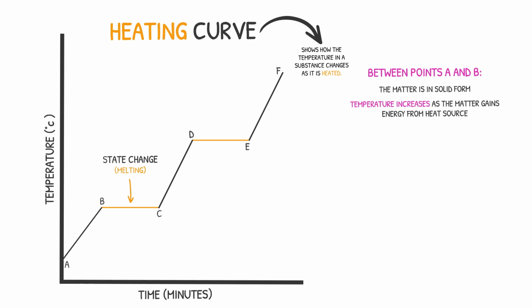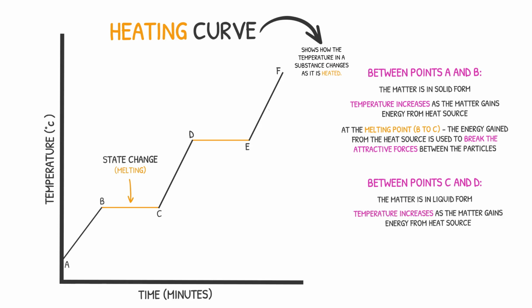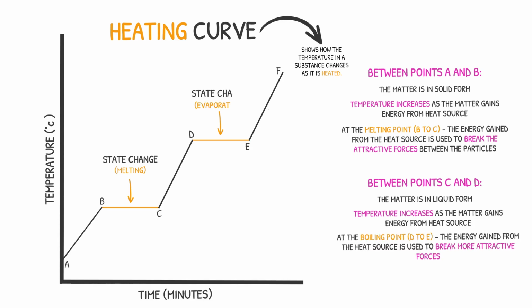At this point, the energy gained by the solid is no longer used to raise its temperature. Instead, the energy is used to break down the attractive forces between its particles. The same occurs as we continue along the graph. Between points C and D, the substance is now in liquid form and will increase in temperature until it reaches its boiling point, which is labelled between points D and E on the graph. The energy gained by the particles is now being used to break those attractive forces further, allowing evaporation to occur and your liquid to turn into a gas.